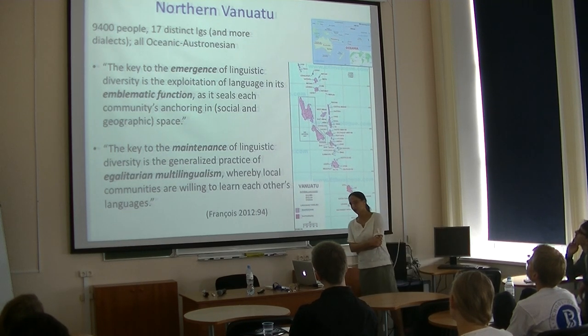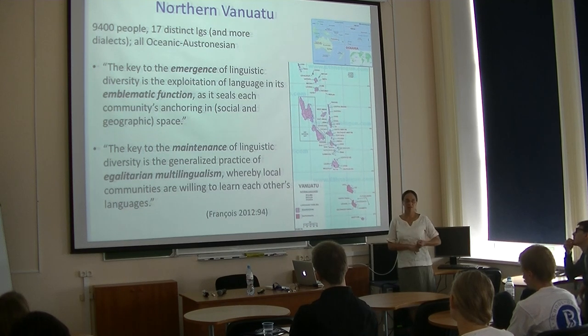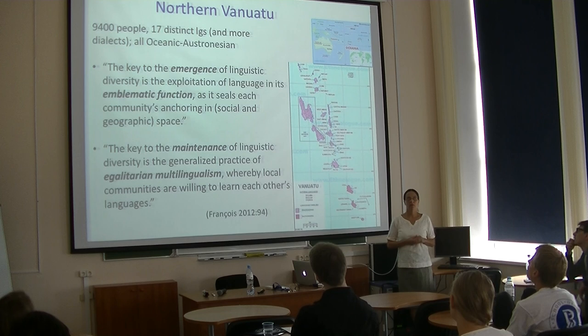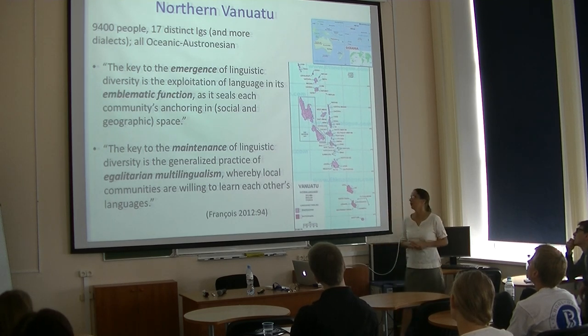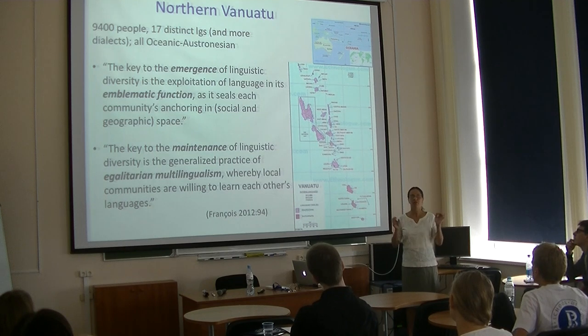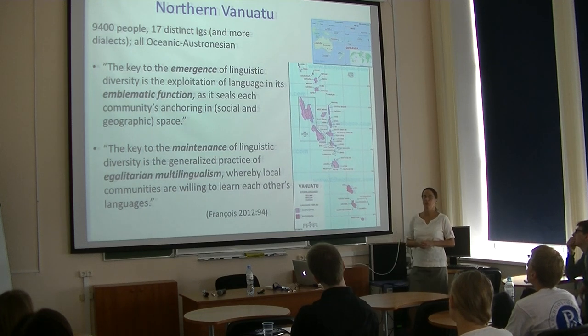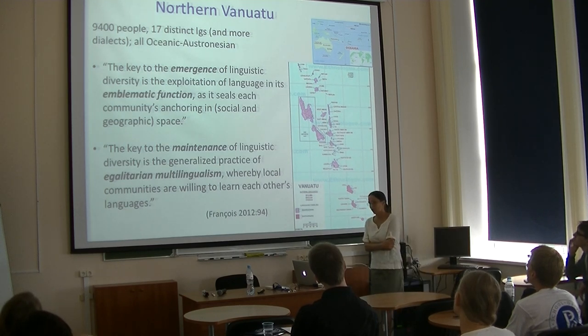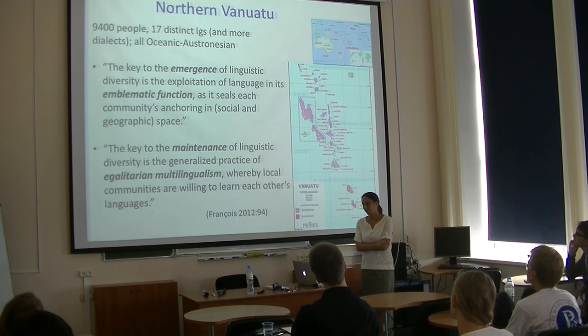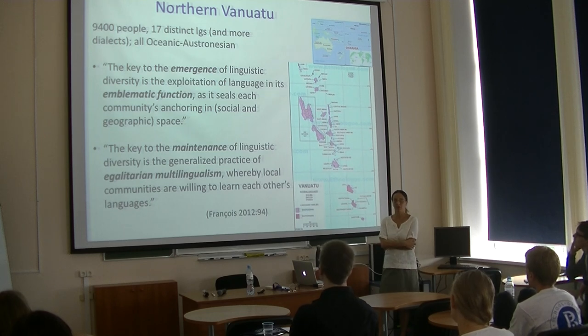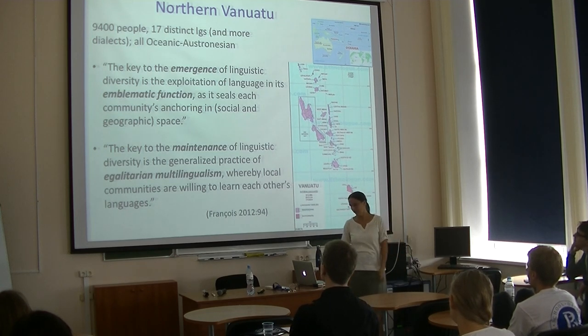So he emphasizes, first of all, the egalitarian relationship among these communities, which, as Nina pointed out in Dagestan, and as I have pointed out for Amazonia, isn't always the case in multilingual areas of stable multilingualism. It's not necessarily a prerequisite for stable multilingualism, but it does seem to be a common factor. So he talks about how linguistic diversity is anchored in the emblematic function of language, which is also something that's discussed in the Amazonian context. So he says it sealed each community's anchoring in social and geographic space. So both social relationships and land relationships. And he emphasizes this idea of egalitarian multilingualism.